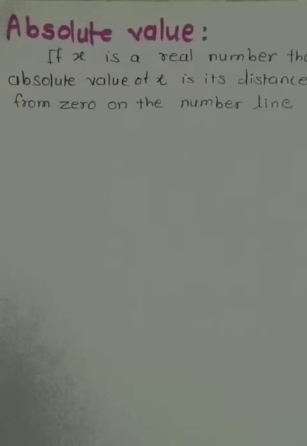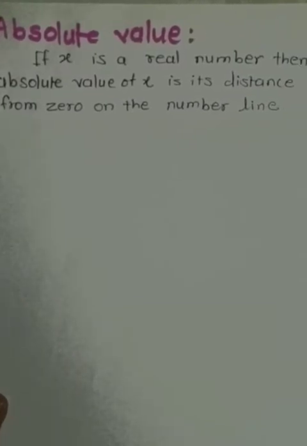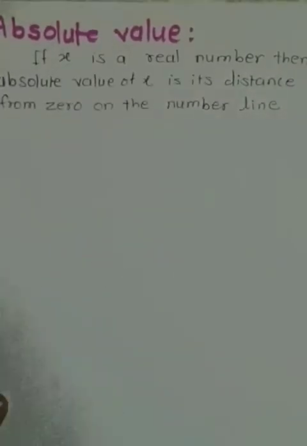Hello students, in this video we are going to learn about absolute value in the chapter of real numbers, standard 9. The definition of absolute value is that if x is a real number, then the absolute value of x is its distance from 0 on the number line. Again I repeat, if x is a real number, then the absolute value of x is its distance from 0 on the number line.